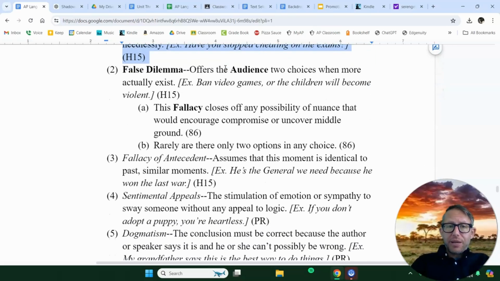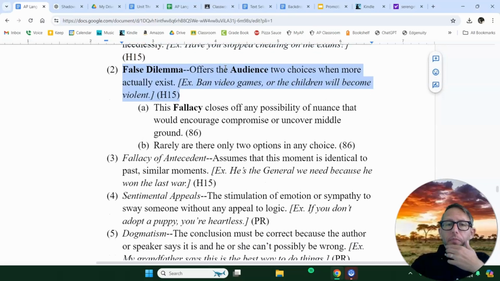So that's one of the things that we've got. We've got a false dilemma. Offers the audience two choices when more actually exist. So, case in point here, ban video games or the children become violent. There are more options than just that.